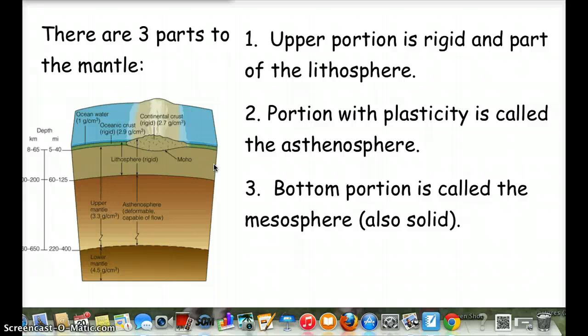And we're going to learn next about convection, and convection is how that rock flows. And that is, hot things rise, cool things sink, and in turn it creates the cycle in which it does it again. But again, we will talk about that next week. The third part is the asthenosphere. And then below that is the lower mantle. It is called the mesosphere, and it is also solid.